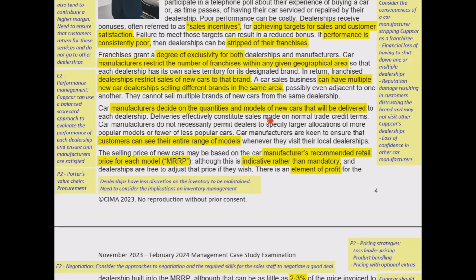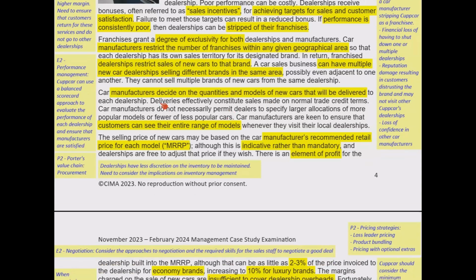Okay, then. Now, important point coming up here that I'm pointing to, very important for us thinking about inventory management. It's the car manufacturer that decides the quantities and models of the new cars that will be delivered to each dealership. Now, there's something just to think about for a minute. A dealership cannot dictate what quantities and models of new cars they are going to receive.